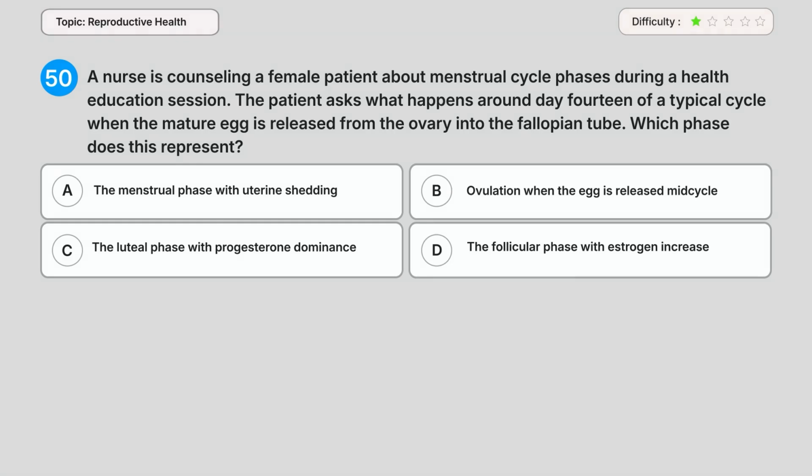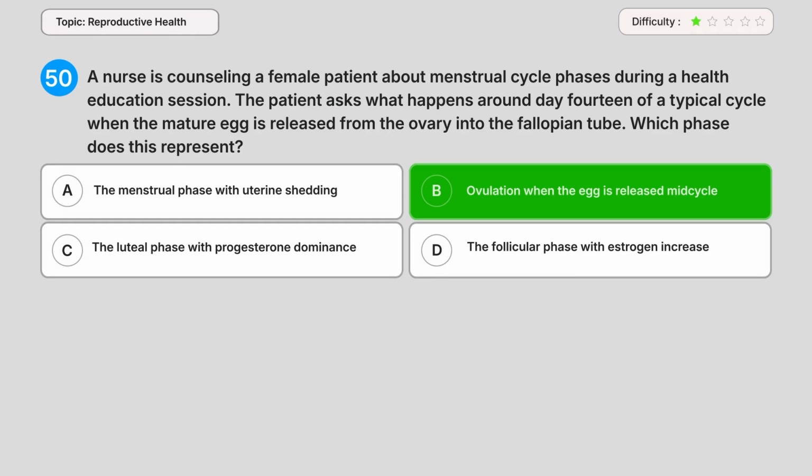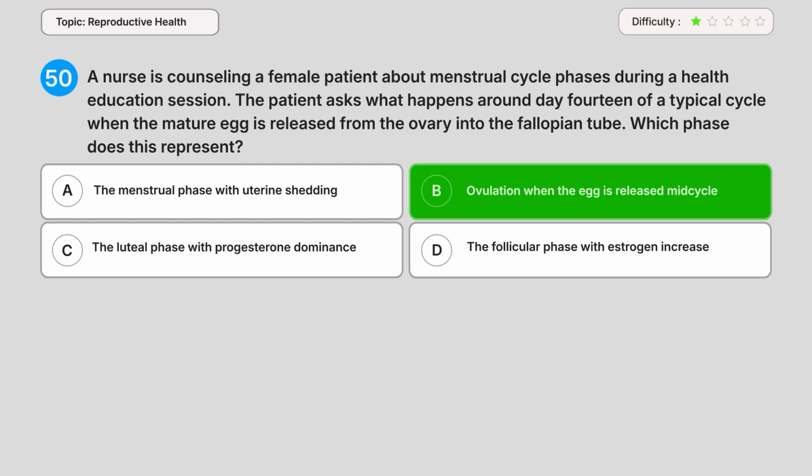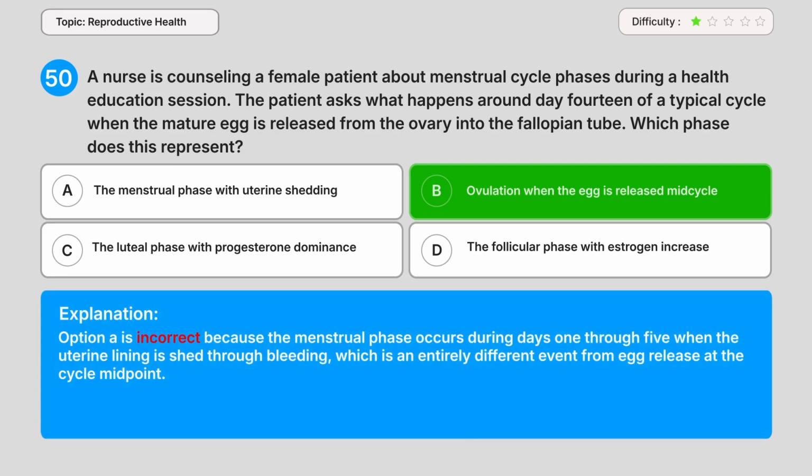Correct answer, B. Ovulation when the egg is released mid-cycle. Explanation. Option B is correct because ovulation occurs around day 14 of a typical 28-day menstrual cycle when the mature egg is released from the ovary into the fallopian tube for possible fertilization. Option A is incorrect because the menstrual phase occurs during days 1 through 5 when the uterine lining is shed through bleeding, which is an entirely different event from egg release at the cycle midpoint.